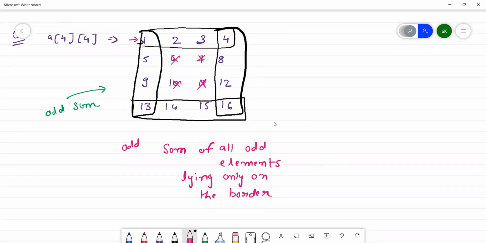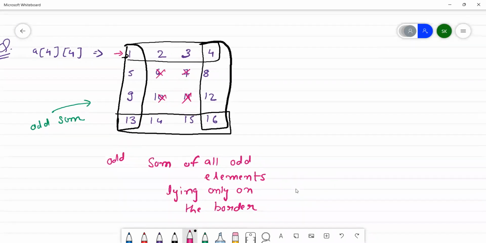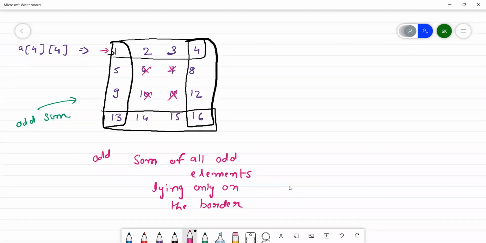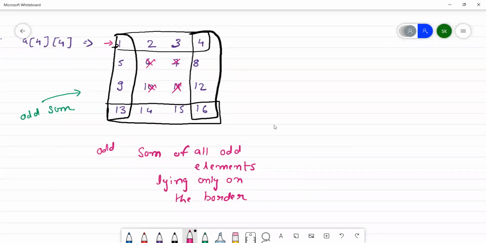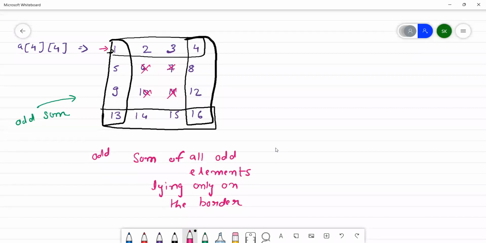So after adding all the sums, what I have to do? You need to return the sum. That is the purpose of the question. You need to return the sum. So in all, there'll be 8 elements that I'm adding.